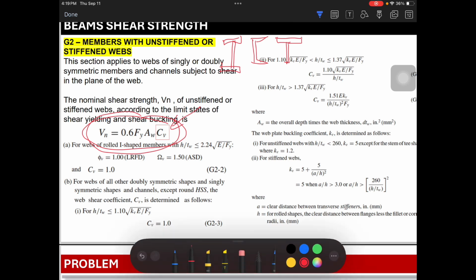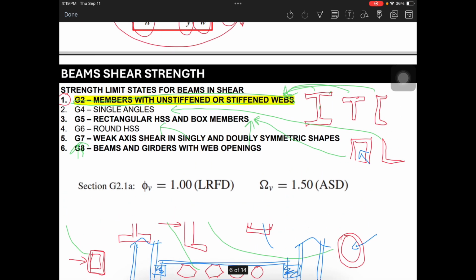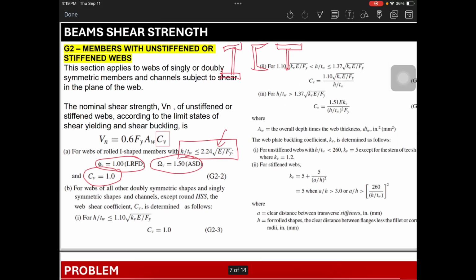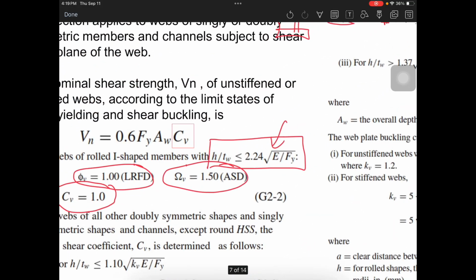So, first case niya, for webs of rolled I-shaped members with this condition. So, conditions na naman. So, condition 1, ito yung kailangan mong computin. If yung H over TW is less than or equal to this quantity, 2.24 square root of E over Fy, dito ka. And then, ang CV mo is simply 1.0. And then, your factors are equal to this one. Bakit? Iba ba yung factors sa taas? Hindi naman, no? 1 and 1.5 din. And 1 and 1.5 din naman itong mga to.